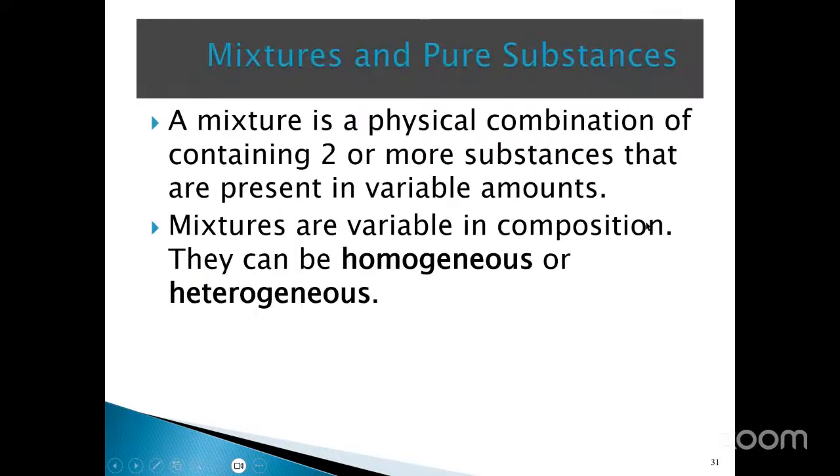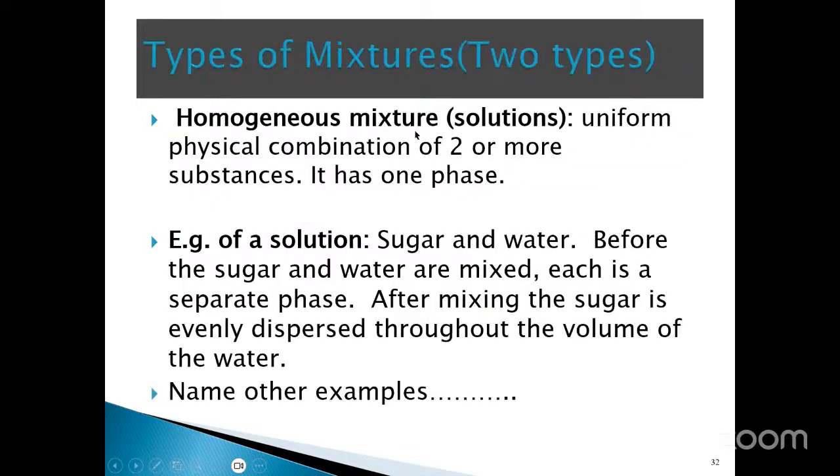Okay, some other definitions here. Mixture of pure substances. A mixture is a physical combination of two or more substances, and the amounts, relatively speaking, can be varied. As far as mixtures are concerned, there are two types. You have homogeneous mixtures and heterogeneous mixtures, right? Homogeneous mixtures are uniform throughout, right? And an example of this would be sugar and water, right?